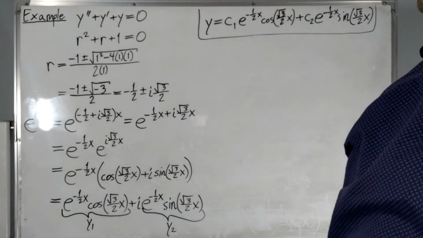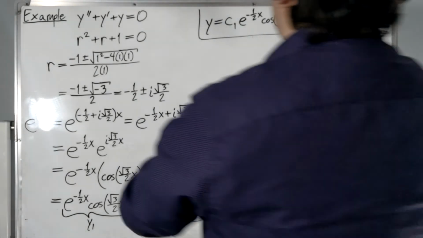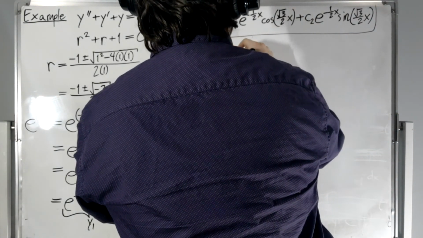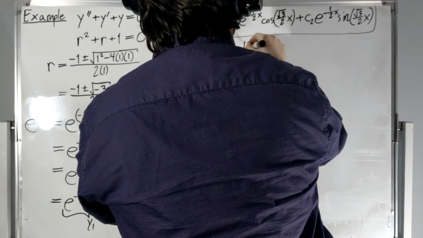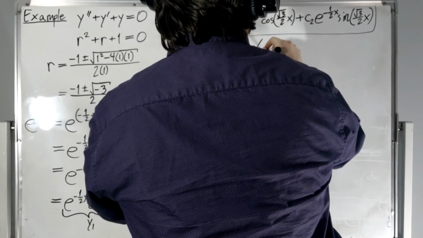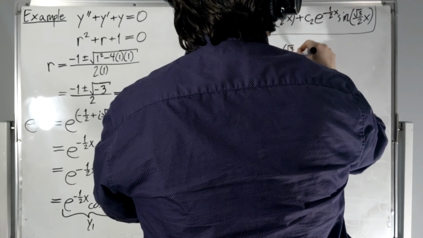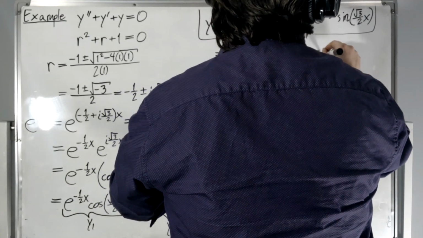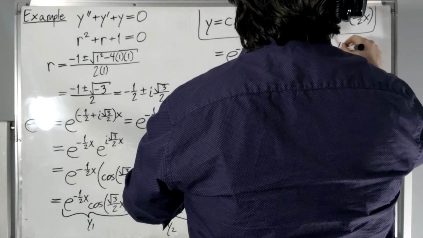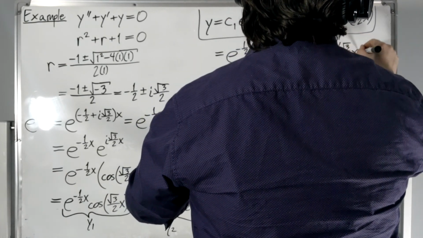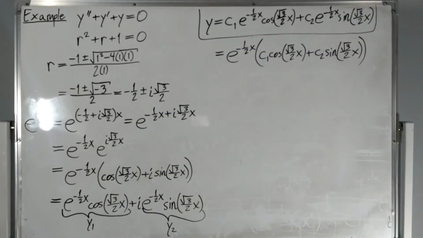And by the way, people will sometimes write this differently too. Sometimes they'll factor out the e to the negative 1/2 x and write this as just e to the negative 1/2 x times C1 cosine of root 3 over 2 x plus C2 sine of root 3 over 2 x. And of course, that's the same thing, right?